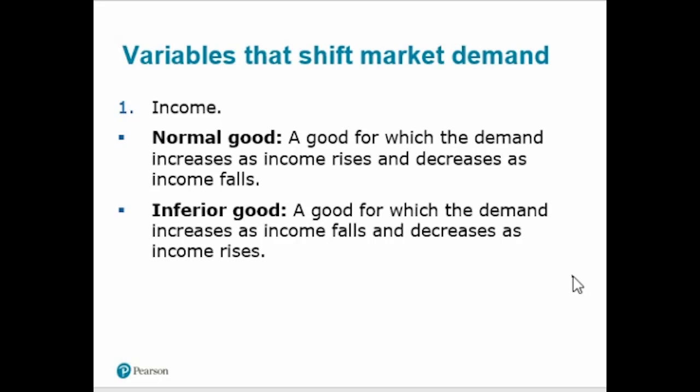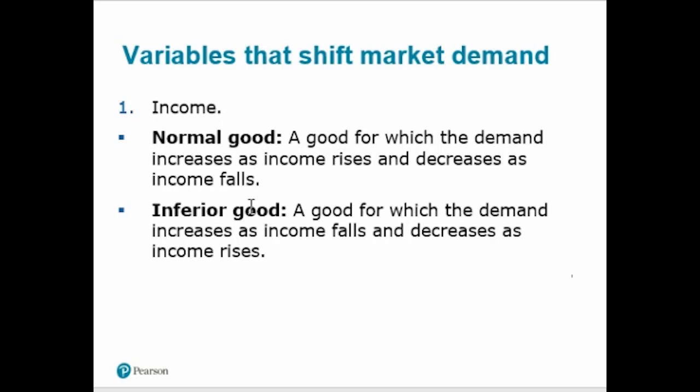For example, we can take the example of chicken and mutton. As we know, mutton is more expensive than chicken, so when our income increases we will demand more mutton and buy less chicken. So in that case, chicken is our inferior good and mutton is our normal good, as we increase the demand for mutton when our income increases.